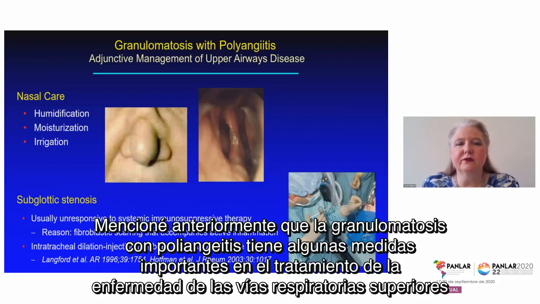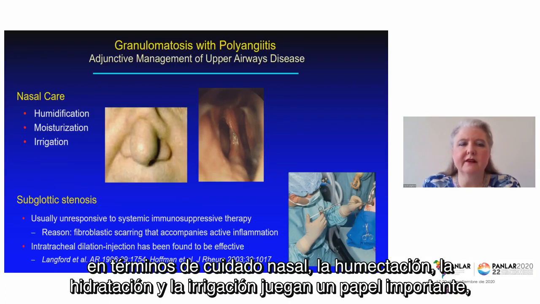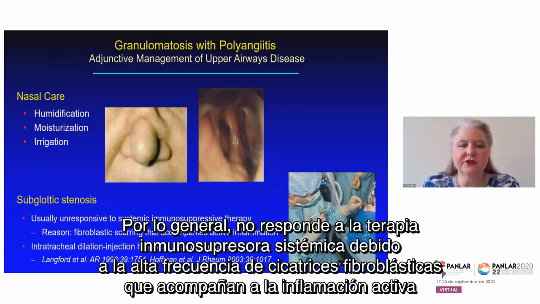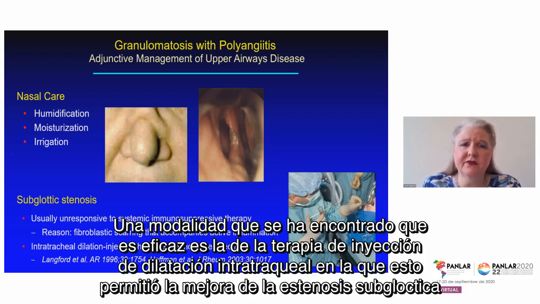I mentioned earlier that granulomatosis with polyangiitis has some important adjunctive measures in the treatment of upper airways disease. In terms of nasal care, humidification, moisturization, and irrigation play important roles. Subglottic stenosis is an important manifestation that can occur in 20% of patients that is usually unresponsive to systemic immunosuppressive therapy because of the high frequency of fibroblastic scarring that accompanies active inflammation. One modality that has been found to be effective is that of intratracheal dilation injection therapy, in which this allowed improvement of subglottic stenosis.